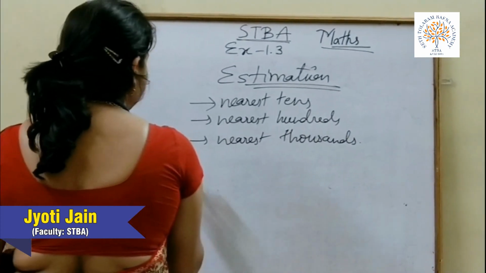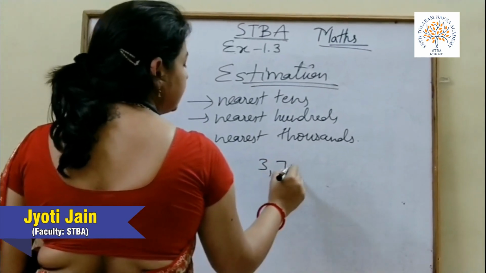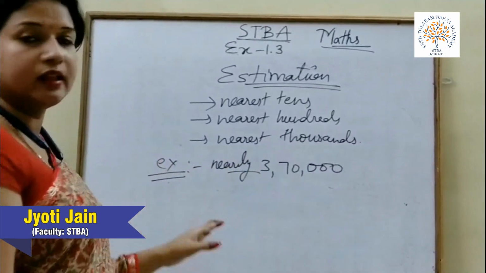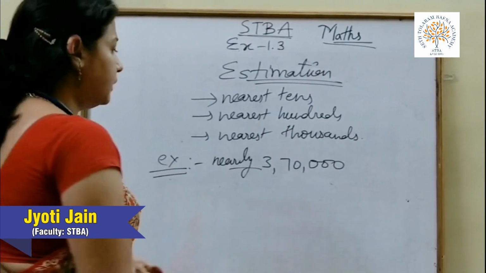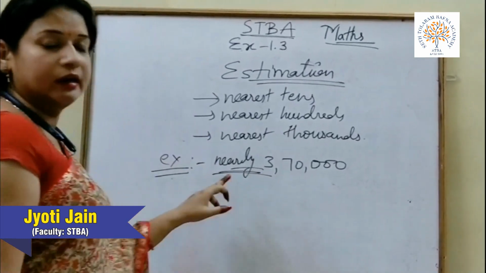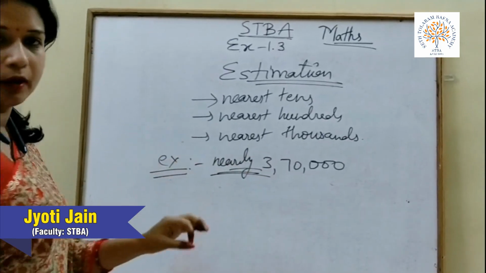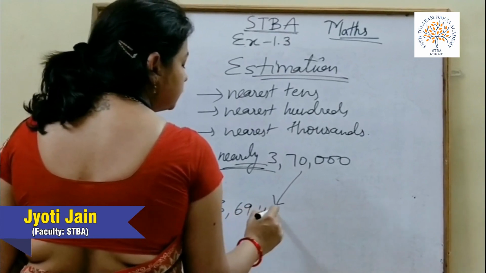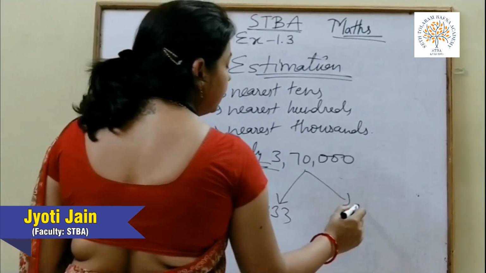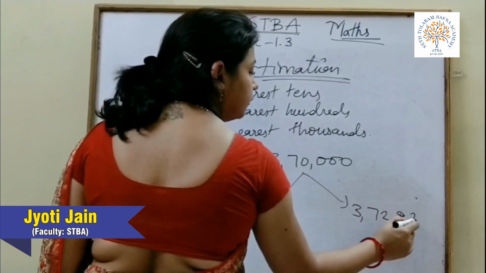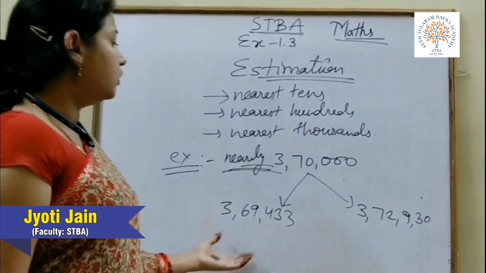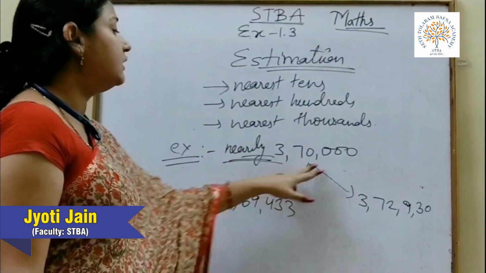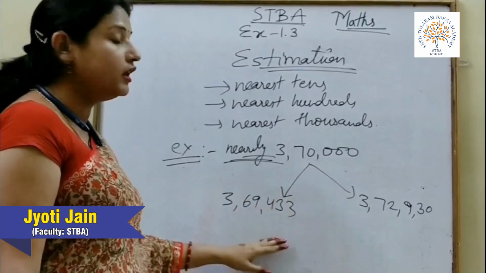Suppose, I am writing one example here. Suppose nearly 3,70,000 students are appearing for a particular exam. So this "nearly" shows that this is not an exact value or exact number of students. That 3,70,000 can be 3,69,433 or it can be 3,72,939 or something like that. So this is not an exact value. It can be maybe more or less. This is the estimated value of the given number.